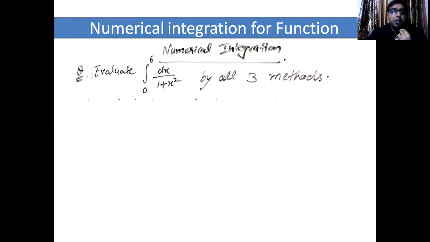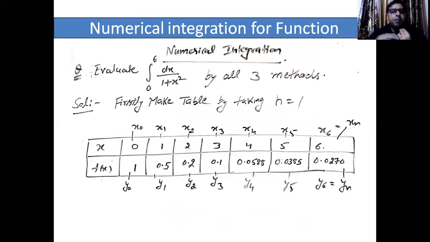But in solving this question by numerical integration, we have to use tabulated values. So the interval 0 to 6 will be divided into tabulated values by equal spacing. We will take h equal to 1 and divide the interval from 0 to 6. This is the same as what we have done earlier. When we substitute 0, we get 1 by 1 plus 0, which is 1. For 1, we get 1 by 1 plus 1, which is 1 by 2, that is 0.5. And similarly for 6, 1 by 1 plus 6 square, that is 1 by 37, which is 0.027.